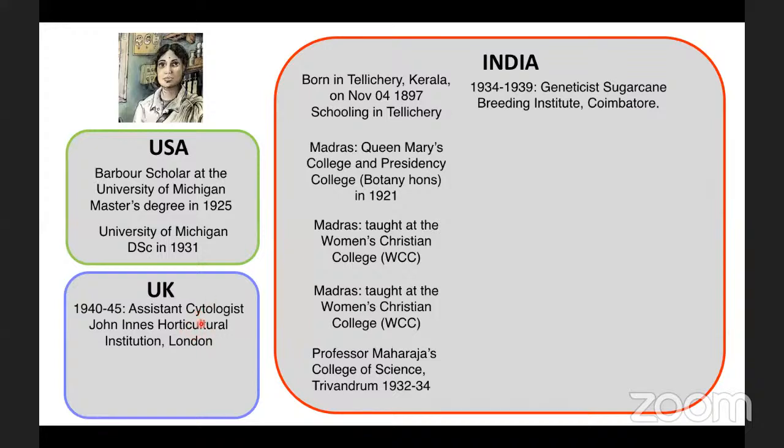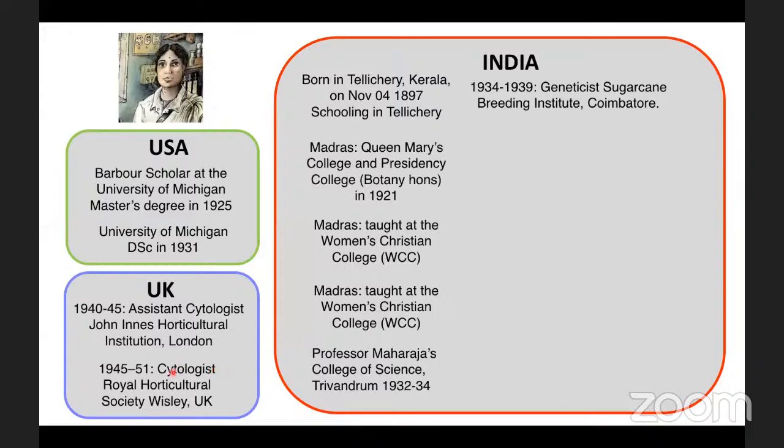She got stuck there because of the war. Remember, this is 40-45. The Second World War started and she got stuck, so she could not come back to India. And she moved jobs another 5 years, 45 to 51. She worked as a cytologist at the Royal Horticultural Society at Wisley.